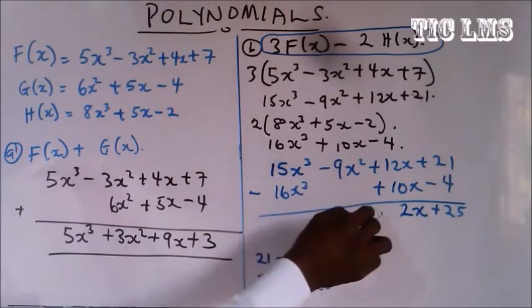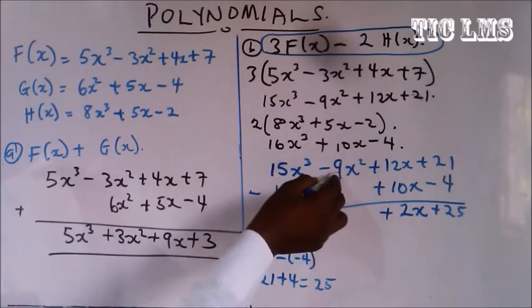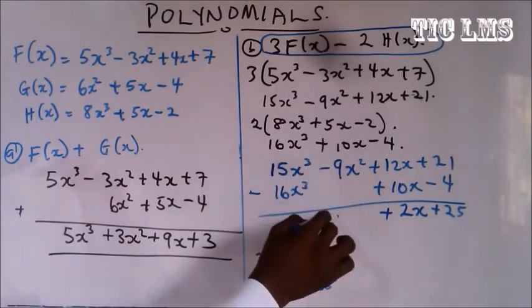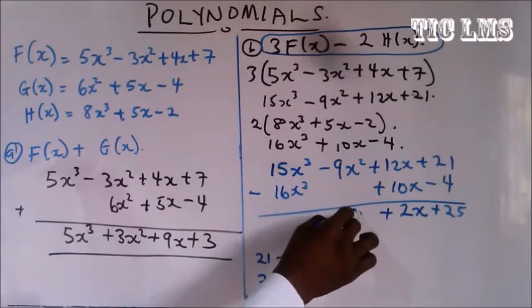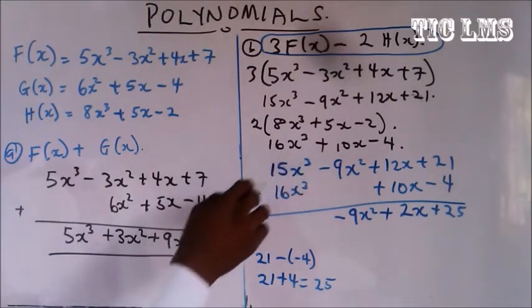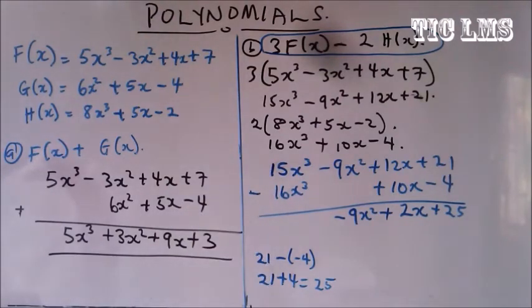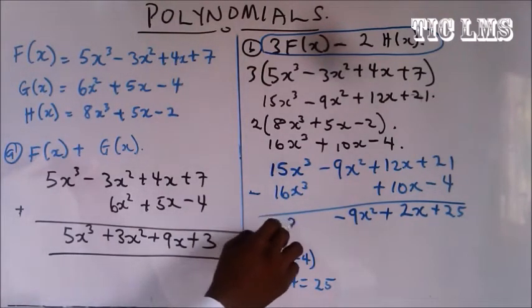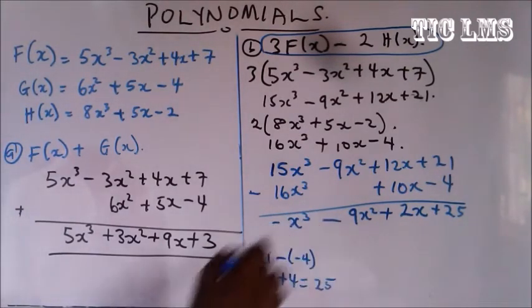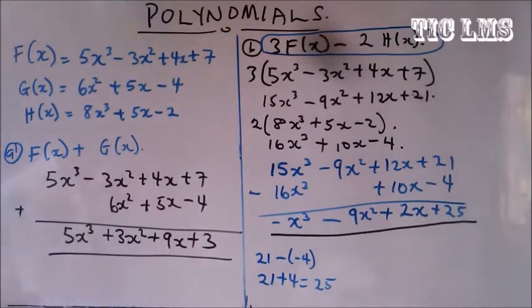Next, we have this. So we have a plus here. We have this minus 9x squared. We have no value over here, and so we will only write it as it is. That's 9x squared. And next we have 15x raised by 3 minus 16x. That gives us minus x raised by 3. And so we have a final answer: minus x raised by 3 minus 9x squared plus 2x plus 25.